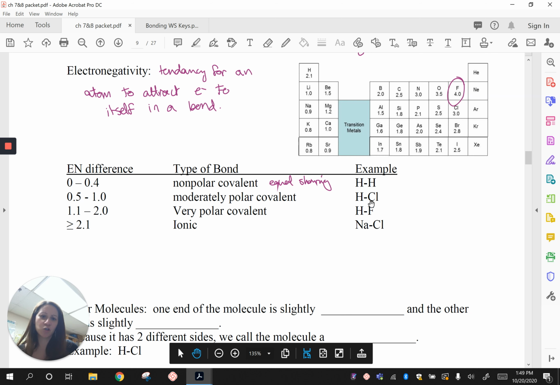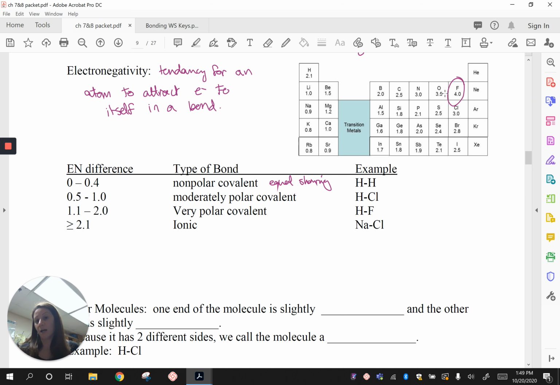Now, if you have something like HCl, H is 2.1, chlorine is right here, it's 3.0, and so the difference between them is 0.9. So it's a bigger difference here. And so we'd say that's moderately polar covalent. So somewhat unequal sharing.